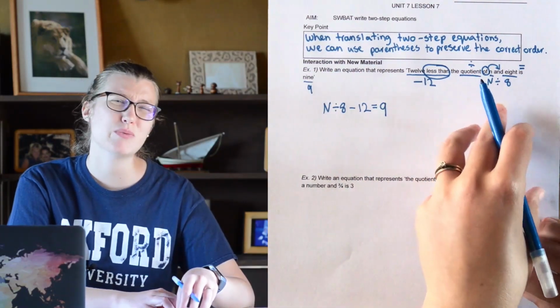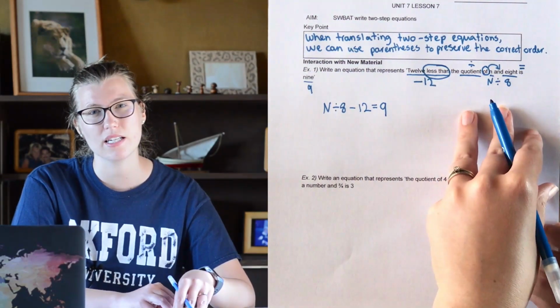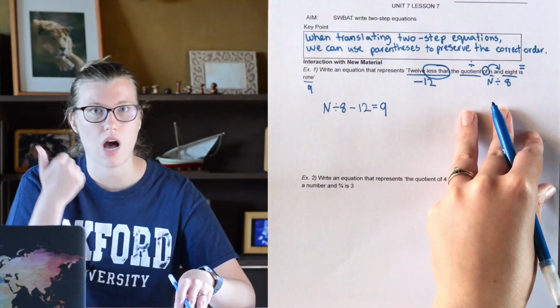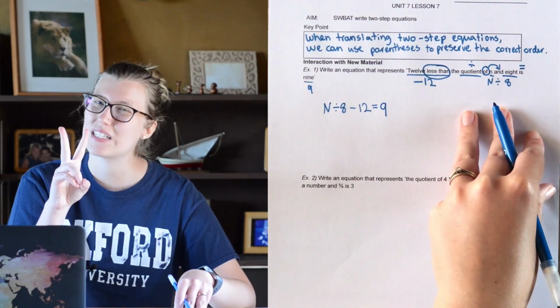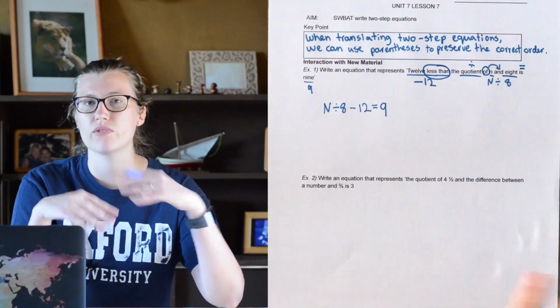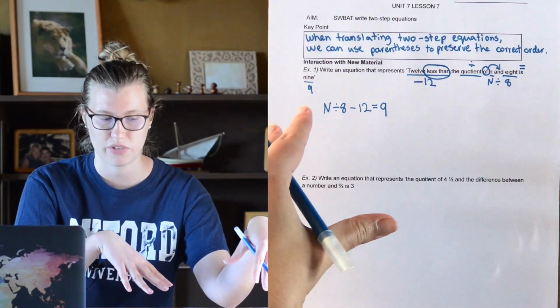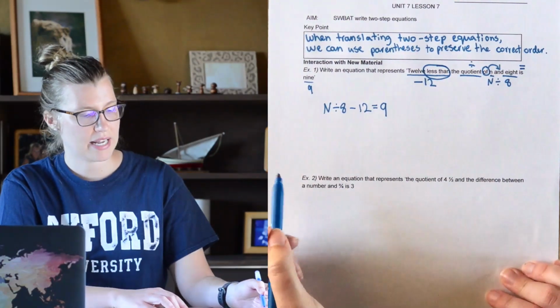We're not going to worry too much about models in this lesson. For one-step equations, it's awesome. We like models. When it's two-step, it might get a little too confusing, so we're just going to stick with our equations for now.